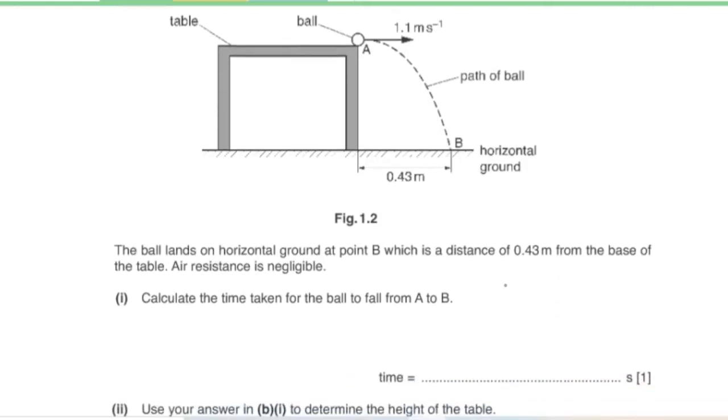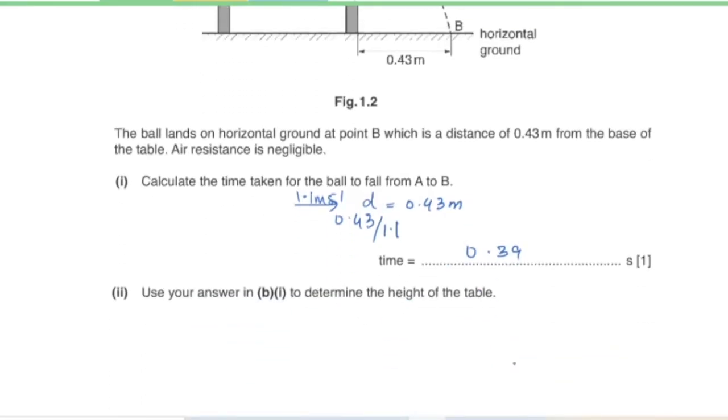So from A to B, it has a horizontal speed of 1.1 meters per second, which remains constant throughout, and it covers a horizontal distance of 0.43 meters. So the time interval from A to B for both horizontal and vertical parts of its motion is the same, and is distance divided by speed, which is 0.43 meters divided by 1.1 meters per second, and that is 0.39 seconds. So this time interval is the same for both the horizontal motion and the vertical motion. Part 2, use your answer in B part 1 to determine the height of the table.